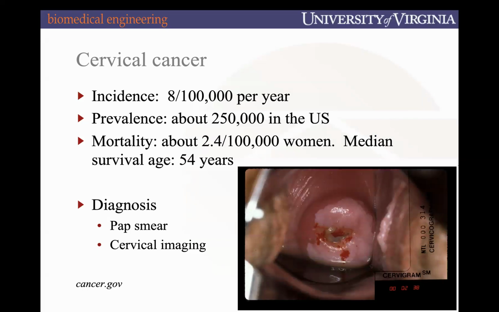And so with the cervical imaging we have here, there's this lighter region around the cervix that is the lesion, the malignant tumor. These are primarily the means by which cervical cancer is diagnosed.